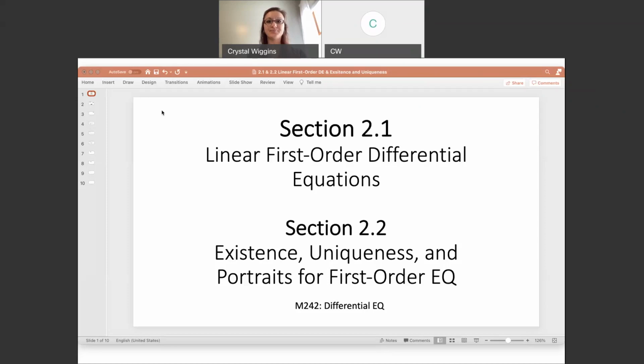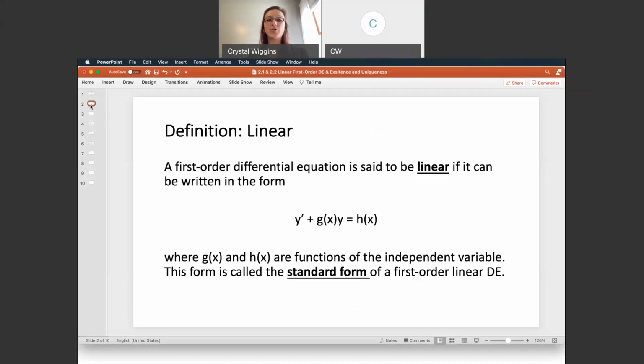All right, let's dive in. So a first order differential equation is said to be linear if it can be written in the following form, where you have a derivative function in terms of y plus some function in terms of x times y is equal to some other function in terms of x, where g of x and h of x are functions of the independent variable, typically seen as x, but can be t or many other different forms. And this form is called standard form for a first order linear differential equation.